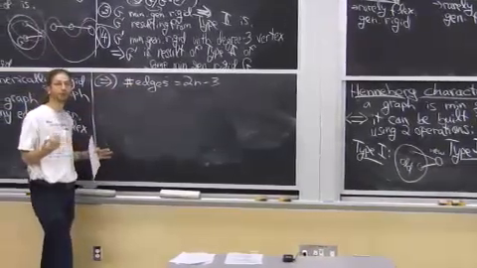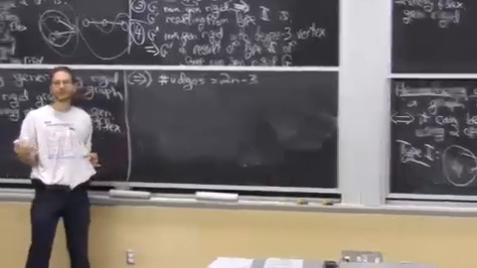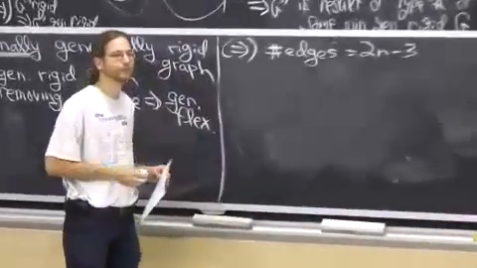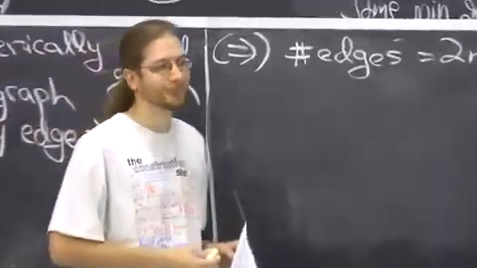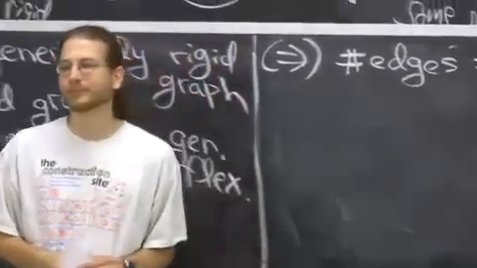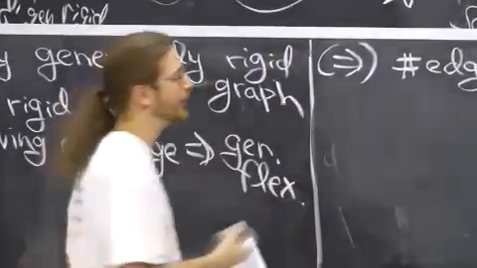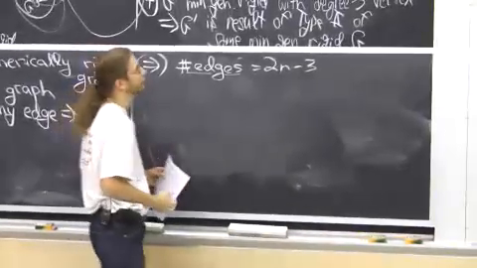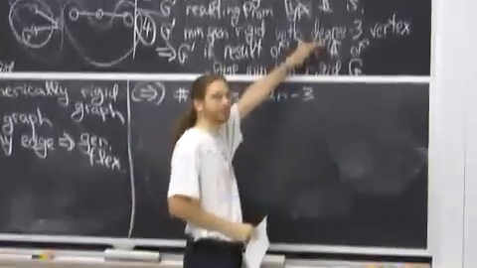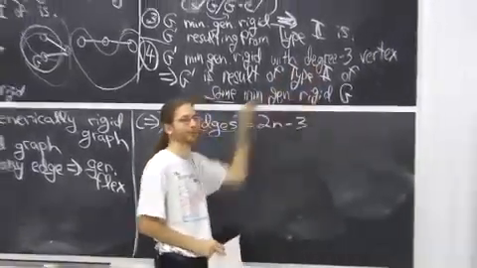Any suggestions? People who know graph theory? All right, on the one hand, we have the number of edges. On the other hand, we care about the degrees of vertices. Anyone know a relation between those two things?